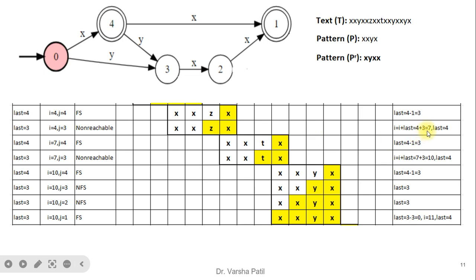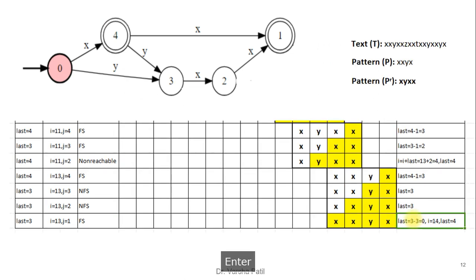Then after that I starts at 7, so we take characters 7, 8, 9, 10. Here it is a final state, then again non-reachable because of T, so we reset last to 4. The next time this pattern comes, we get first the final state, then non-final, non-final, non-final. So when we reach the final state, we need to decrement last by 3, so we get 0 again and the pattern got matched. In this way the BDM algorithm works. It is very easy; only pre-processing is required, and in pre-processing we need to create the DFA of the pattern.